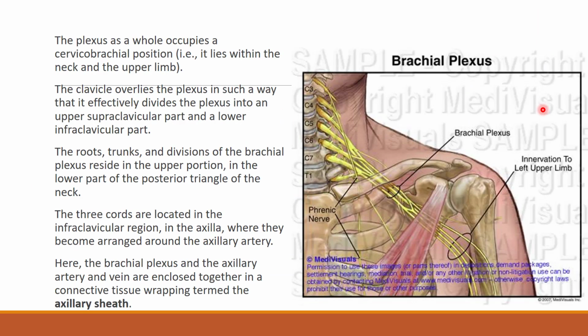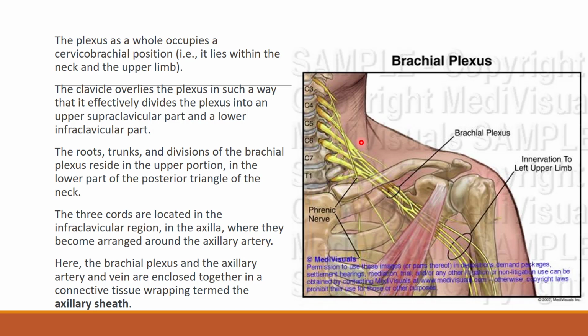The plexus as a whole occupies a cervico-brachial position. That is, it lies in the neck and arm, because cervico means neck and brachial means arm. So it lies within the neck and the upper limb. The clavicle overlies the plexus in such a way that it effectively divides the brachial plexus into the upper supraclavicular part and the lower infraclavicular part.